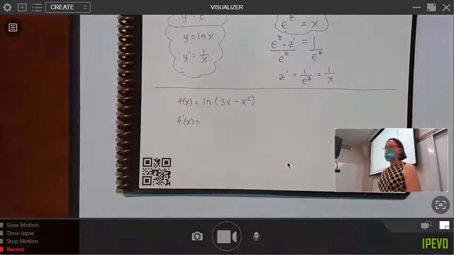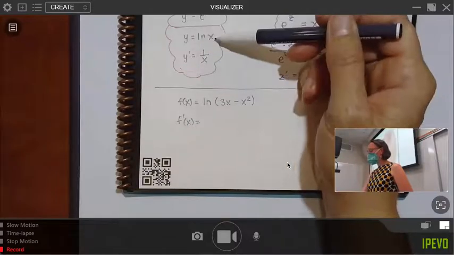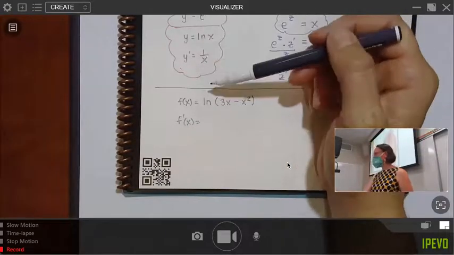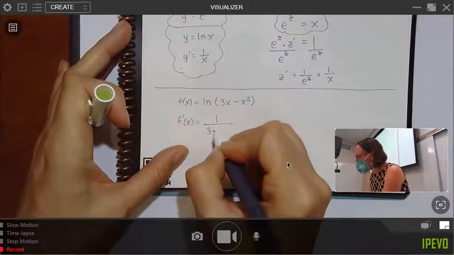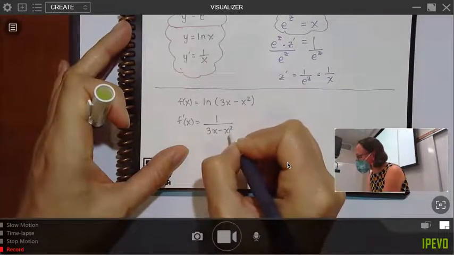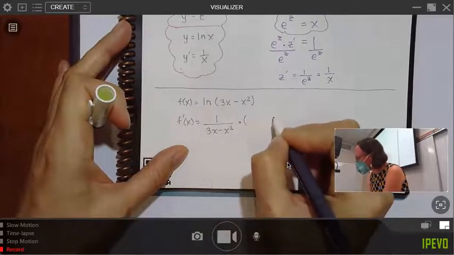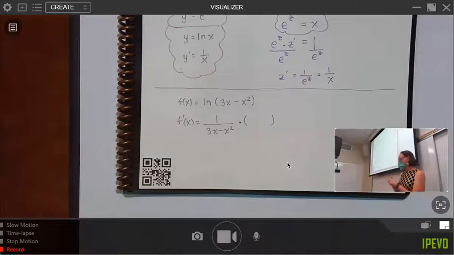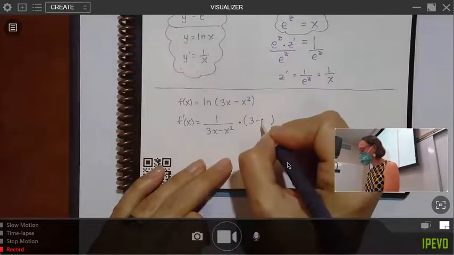Now our rule for the derivative is we're going to get the derivative of natural log of something is 1 over the something. So this is going to look like 1 over all that stuff, 3x minus x squared, times chain rule. Chain rule is going to follow us wherever we go. So when we take the derivative of the inside using chain rule, I'm going to have 3 minus 2x.